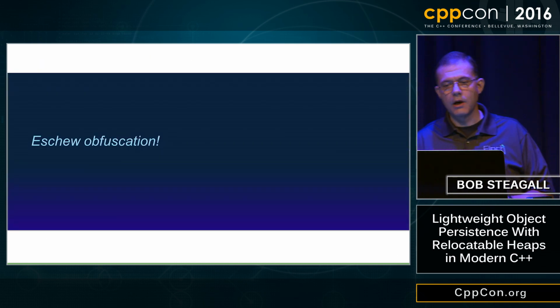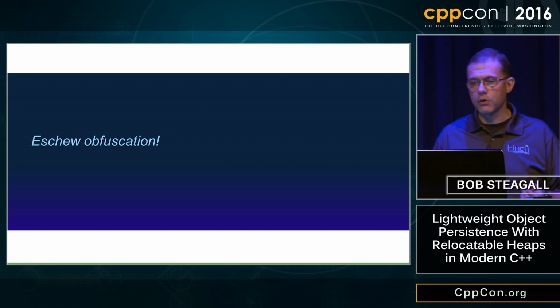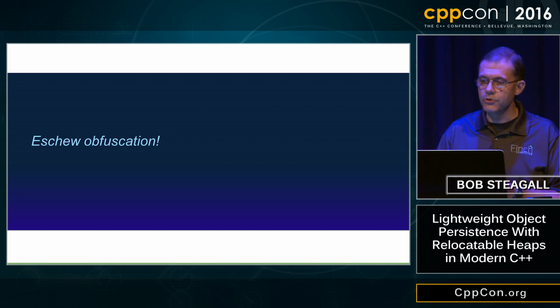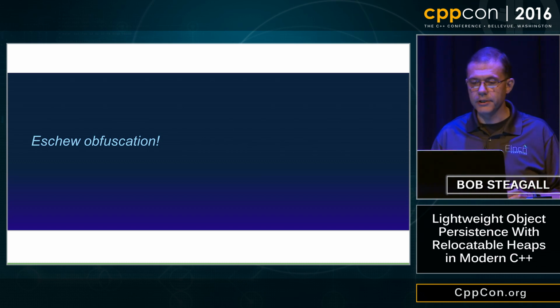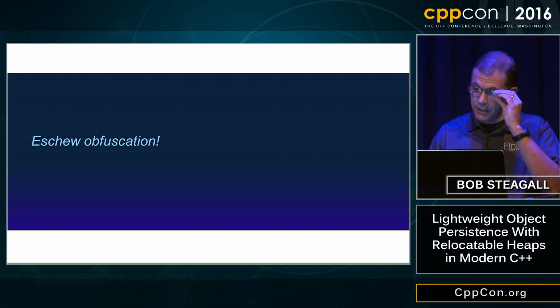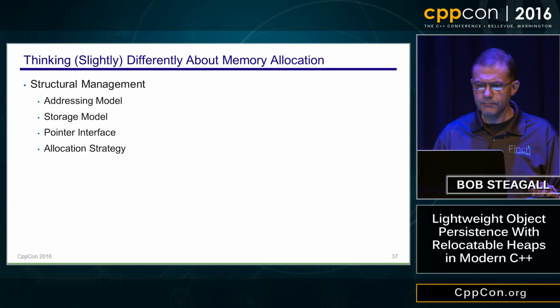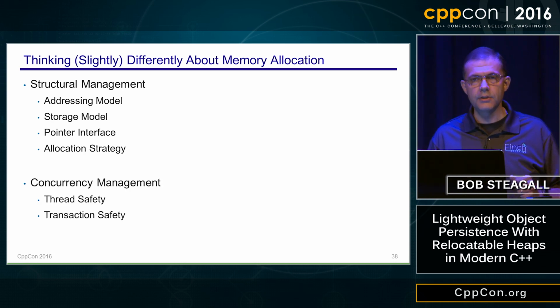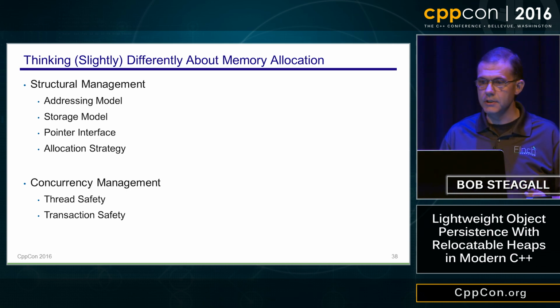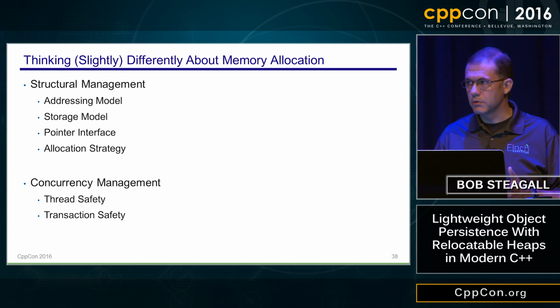So when I think about this problem, I see 6 not quite orthogonal concepts that I group into two broad categories. As I mentioned earlier, I call them concepts, but it's perfectly reasonable to think of them as being policy types. The first broad category I call structural management. And here the 4 associated concepts are the addressing model, the storage model, the pointer interface, and the allocation strategy. The second broad category I call concurrency management, and the 2 associated concepts are thread safety and transaction safety. And we're going to go into a little detail regarding these concepts in the next few slides.